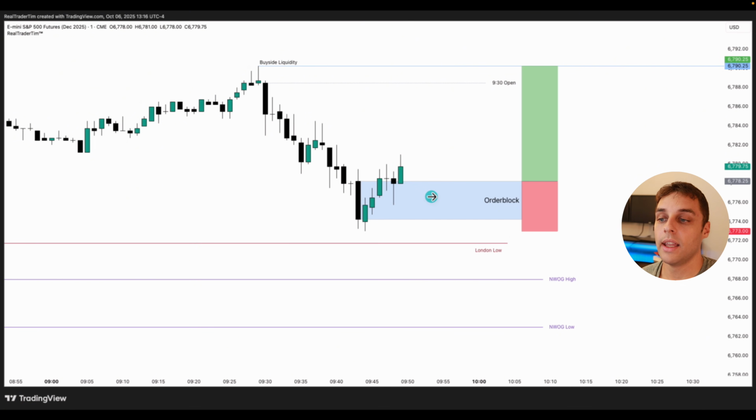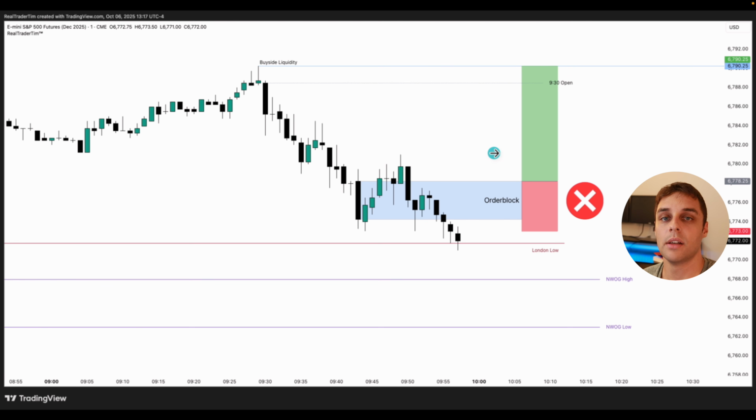Okay, so if you were to paint a low probability setup around this, you're saying, okay, we swept a low. This is the Judas swing, the manipulation, the false move below 9:30 open. Here's your change in the state of delivery. This is an order block, time to go long. Well, nope, that's an easily avoidable losing trade because our priority as a trader is liquidity. And again, it's super simple, but it's so powerful.